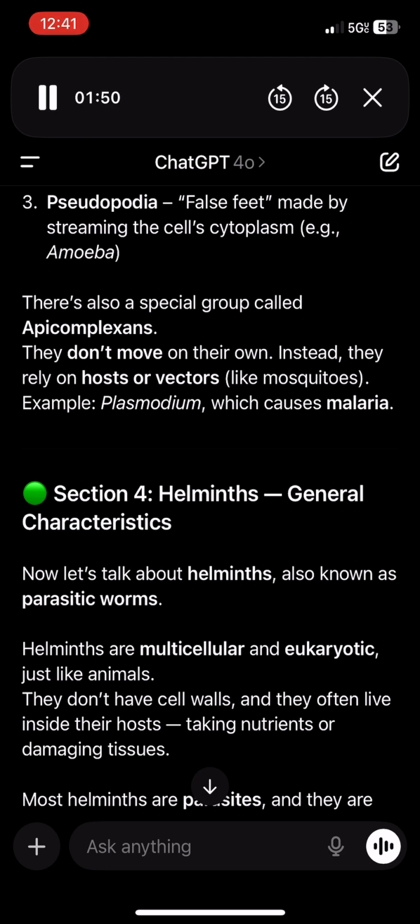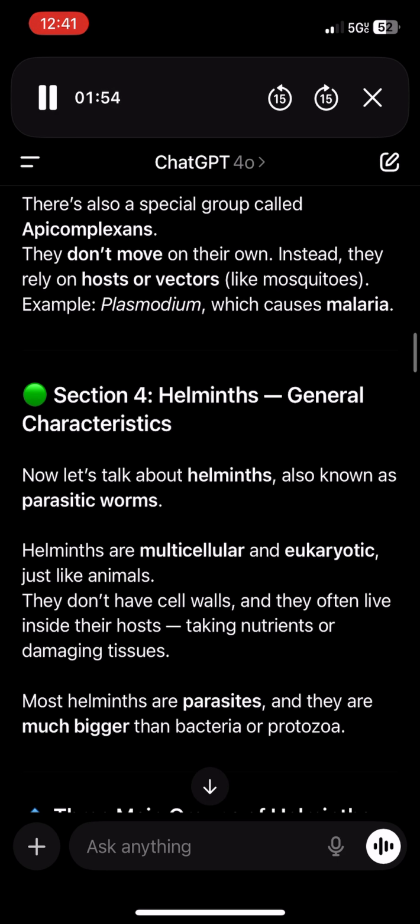amoeba. There's also a special group called apicomplexans. They don't move on their own. Instead, they rely on hosts or vectors, like mosquitoes. Example, Plasmodium, which causes malaria.